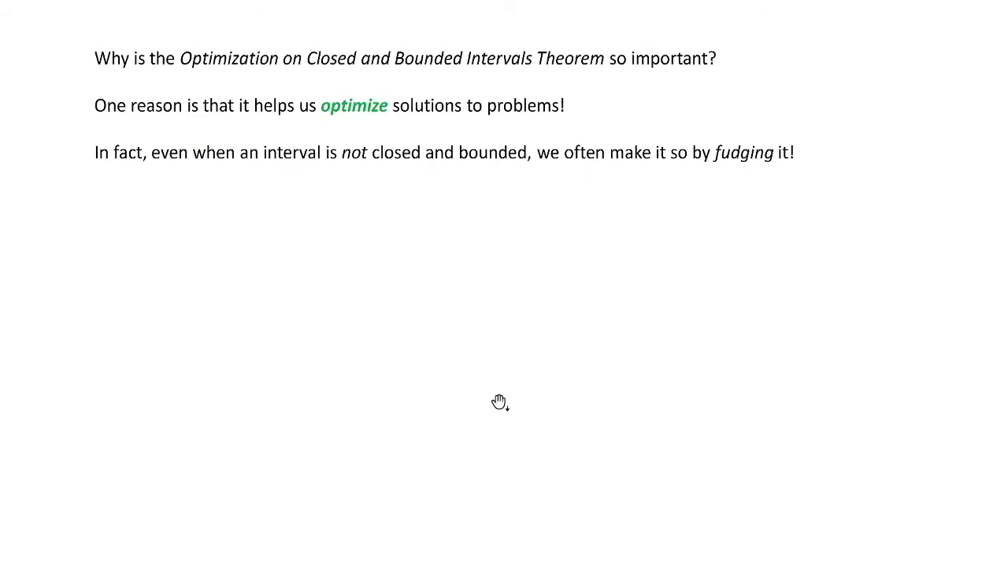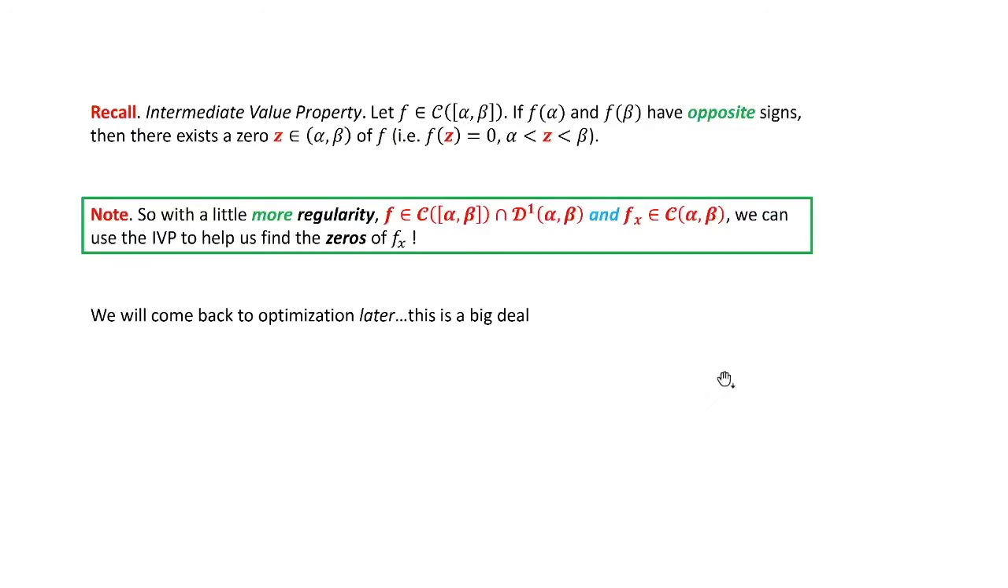Why is this result so important? Optimization comes up all the time. And even when you don't have a closed and bounded interval, and in the actual lecture when I'm in the class, I talk about it, you use this all the time. This is really the big result. Even when it doesn't apply, you do things to make it apply. I mean, this is probably the biggest result of differential calculus, this global optimization theorem, in my opinion.